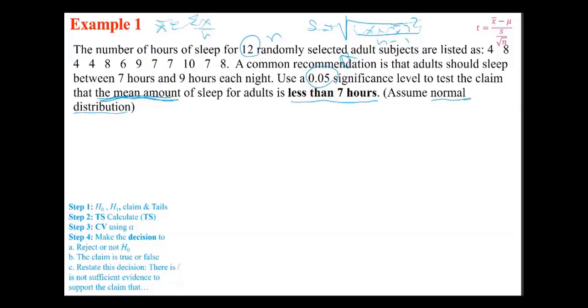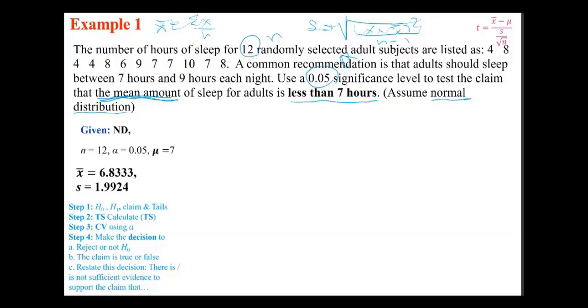This can be done by hand, or we can do it by technology. Here's the given: we are dealing with the normal distribution, n is 12, alpha is 0.05, mu is 7, and technology results in x bar and s as follows. It's important to see sigma is missing, and so the very first step is H0 and H1.